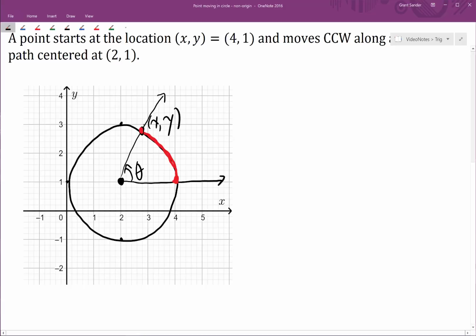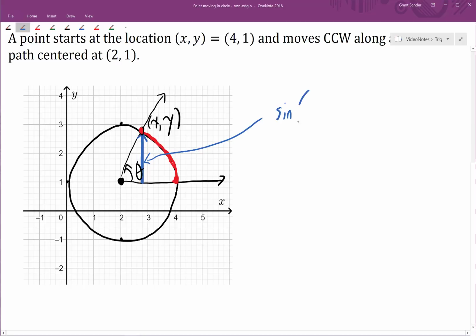So as the point moves around there, maybe we want to know its coordinates in terms of theta, the number of radians that angle has swept out. So let's just consider the y coordinate in this case. A y coordinate has something to do with vertical distance, and so we might think of the sine function. So sine of theta gives us that vertical distance.